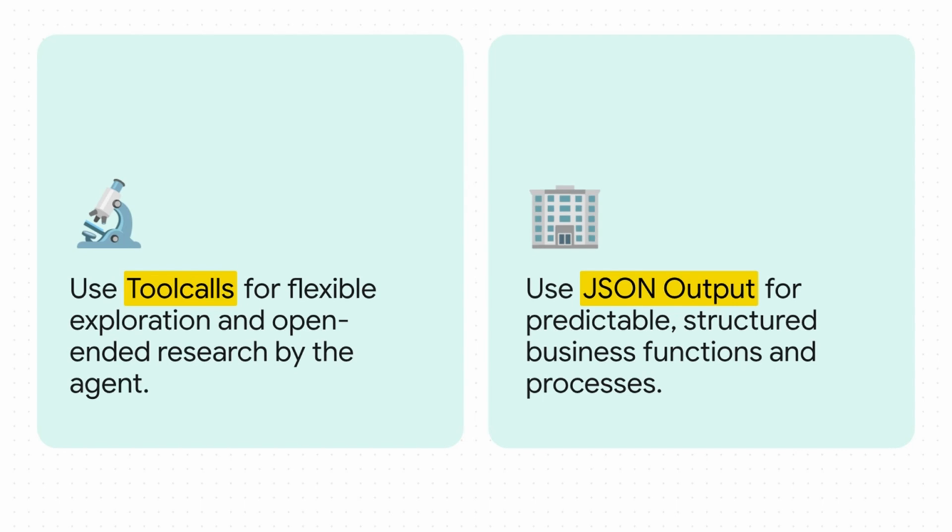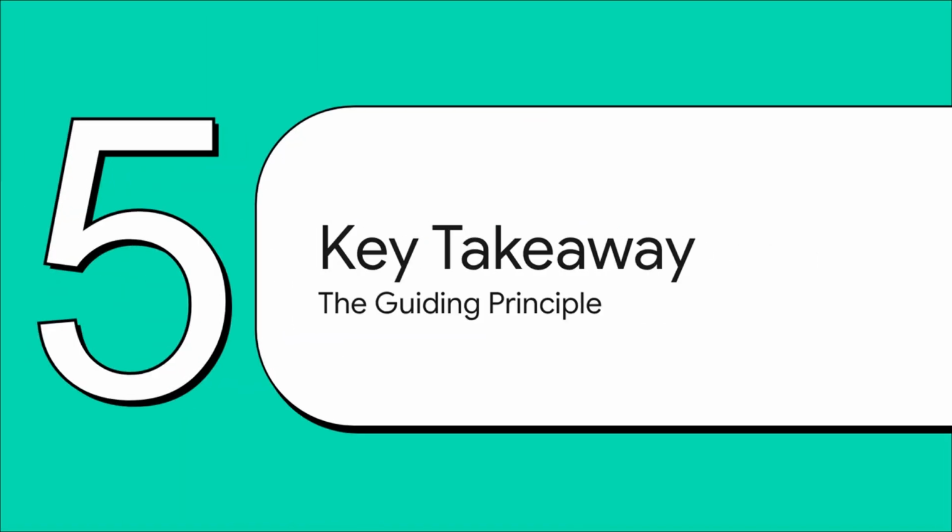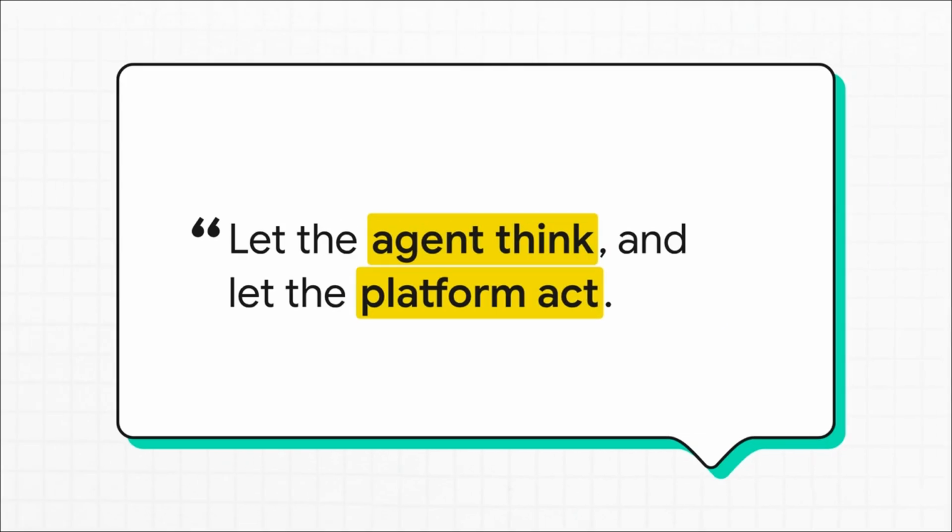Okay, so we've looked at a few different ways to build these things. After all that, what's the one key idea I want you to remember? It's this right here. This is the North Star for building AI automations that actually work and scale. Let the agent think, and let the platform act.